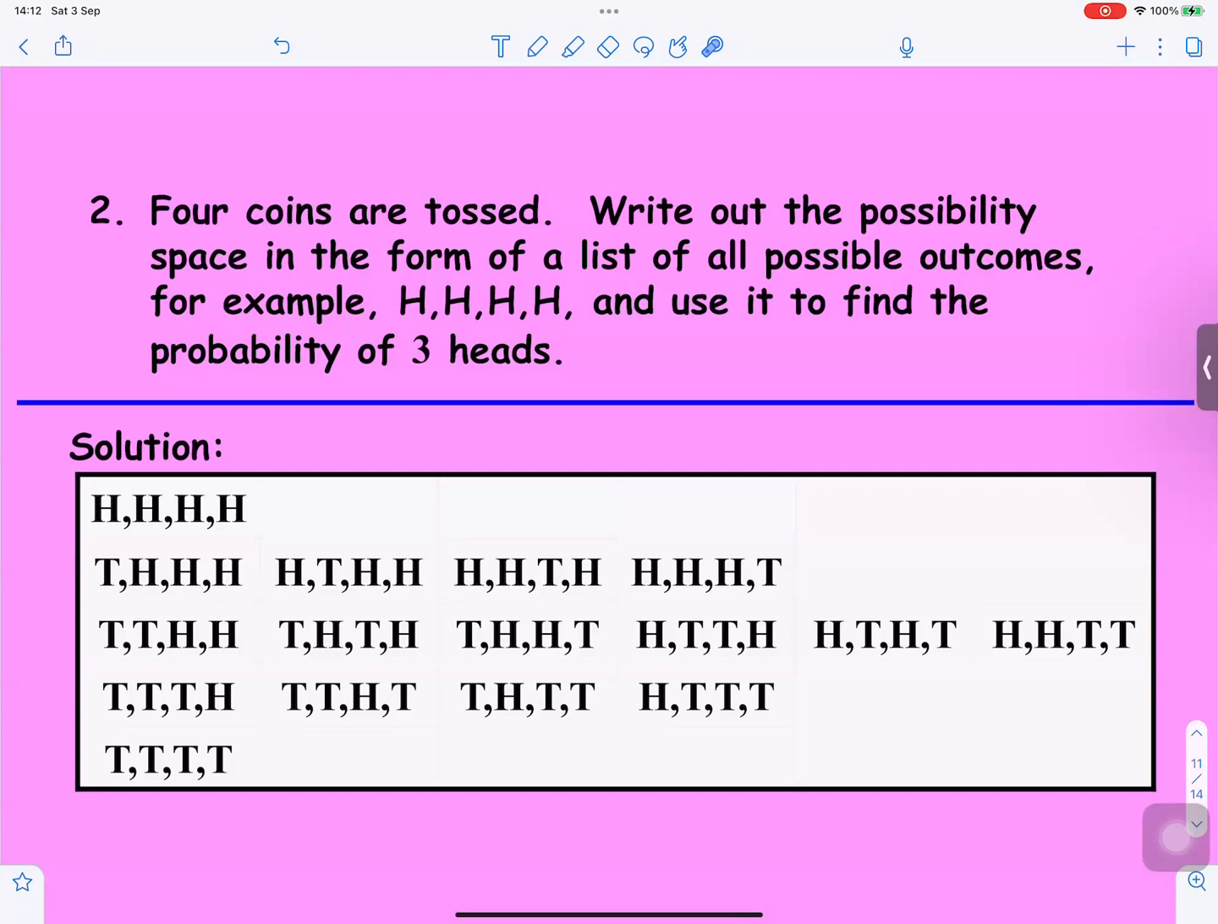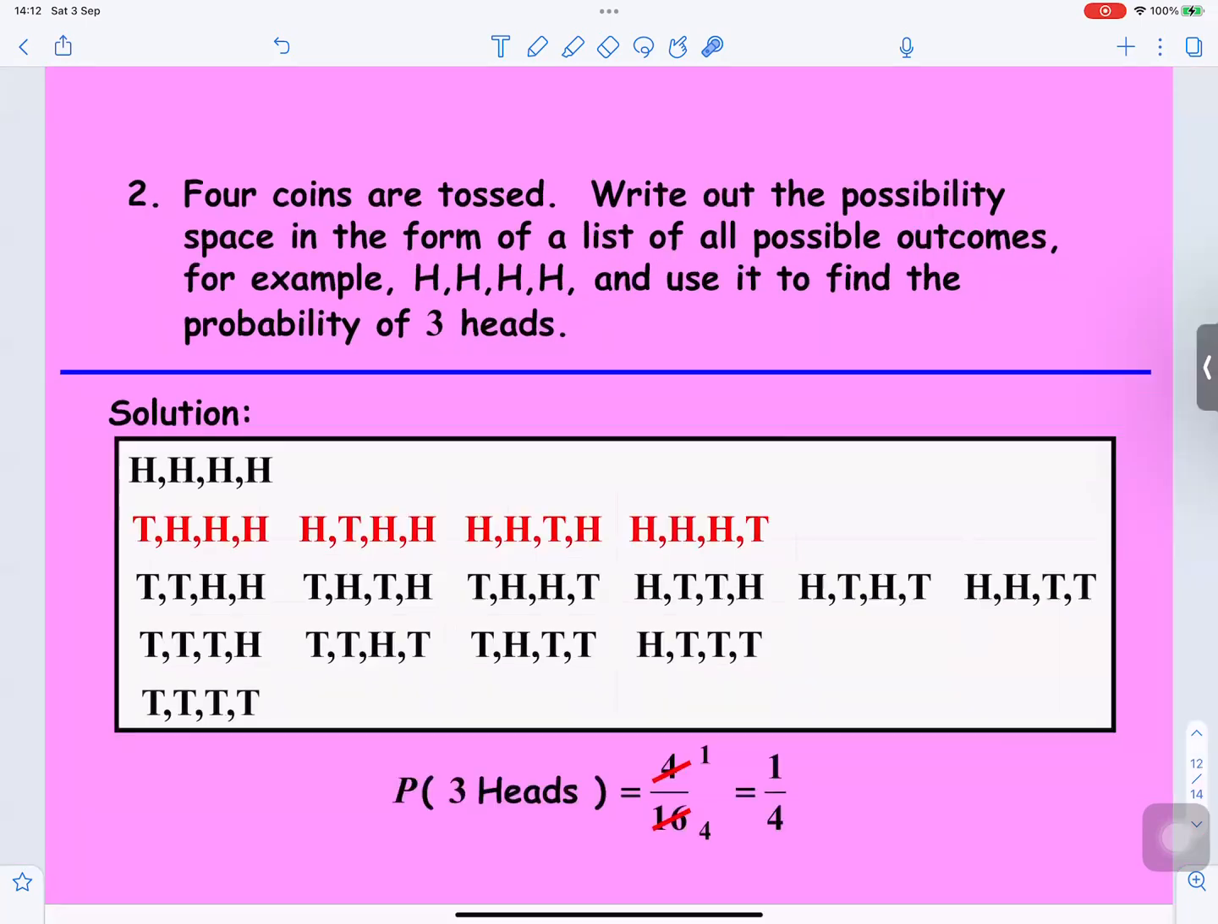And here's the answer for question number 2. Take your time and make sure you've written them all down, and congratulations if you got it right. And the probability of 3 heads, there are 4 of them that have 3 heads. 1, 2, 3, 4. So 4 out of 16. Simplify that, it gives you 1 over 4.